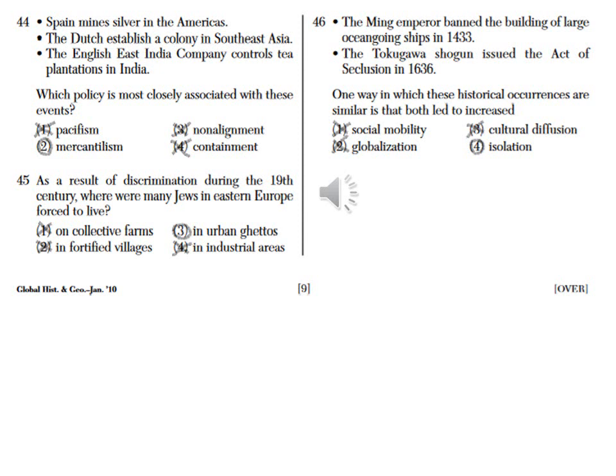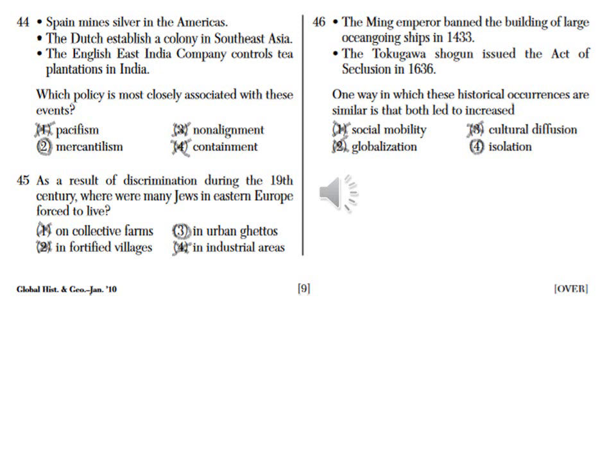Question number 46. The Ming Emperor banned the building of large ocean-going ships in 1433. And Tokugawa Shogun issued an act of seclusion in 1636. So, one way in which these historical occurrences are similar is that both led to increased, is it 1, cultural mobility? Absolutely not. 2, globalization? No. 3, cultural diffusion? The questions have nothing to do with cultural diffusion.